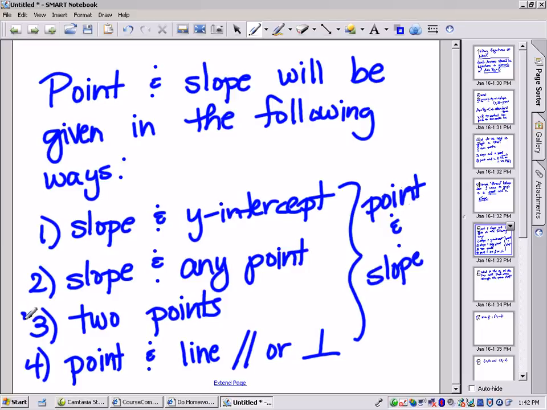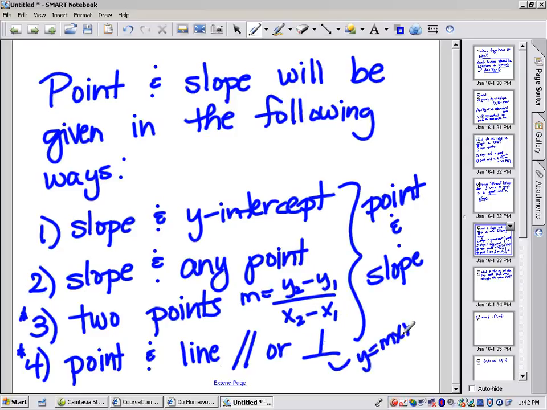So in case 3 and 4, you're going to have to do some work to find the slope. If you know 2 points, you can use the slope formula. It's y sub 2 minus y sub 1 over x sub 2 minus x sub 1. If you know a line parallel or perpendicular, you will have to write that equation in the form y equals mx plus b, and then look at the relationship between those slopes to get the slope that you need for your problem.